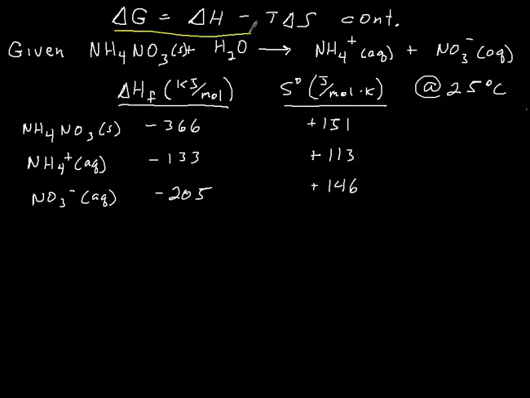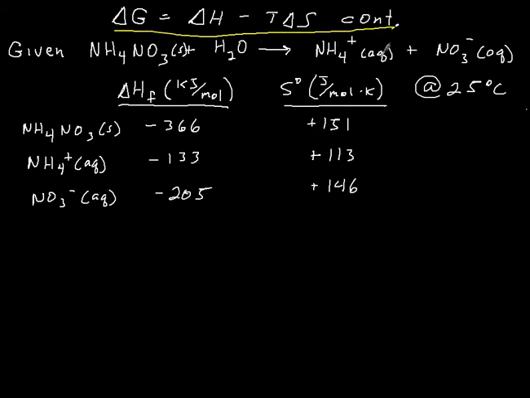Okay guys, so we're going to continue with some problems for Gibbs free energy, delta G equals delta H minus T delta S. And so here's another example, a different kind of example, more complicated, but it's still not overly difficult to solve. And so given this reaction, NH4NO3, ammonium nitrate, we're adding it to water, and so really all we're doing is we're dissolving the ammonium nitrate.